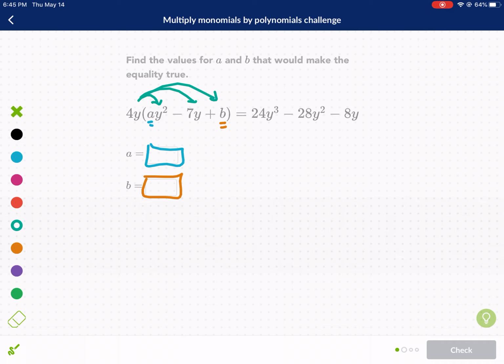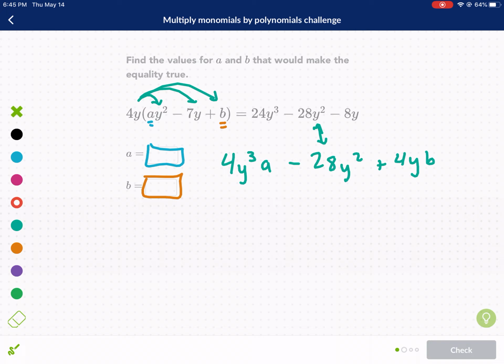So we're going to distribute the 4 to the ay squared. We get 4y cubed times a. Okay. Now we're going to do the second one. So we get minus 28y squared. So these two match. If you guys notice that, those match. There's no a or b. And then we have plus 4yb.